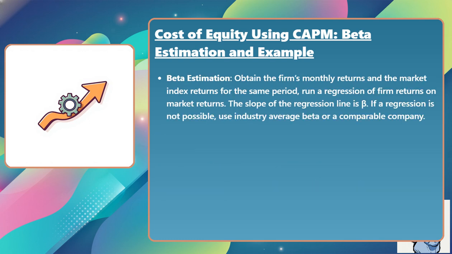Beta estimation. Obtain the firm's monthly returns and the market index returns for the same period. Run a regression of firm returns on market returns.